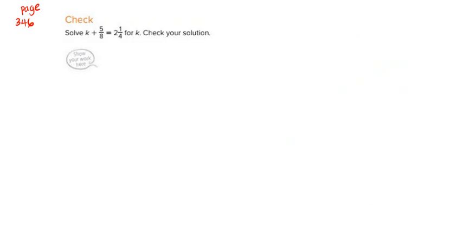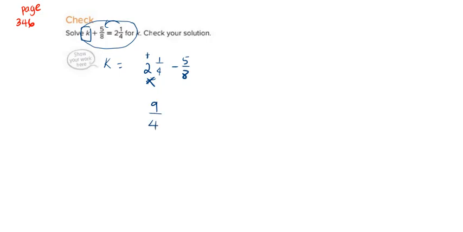Then we go to the next page, and here the example is very similar, so you can do this yourself, or we can do this together. We're solving for the k, and so we're going to subtract the 2. So k will equal 2 and 1/4 minus 5/8. Again, you can change this into a mixed number. So we multiply: 4 times 2 is 8 plus 1 is 9/4, and then this stays 5/8.